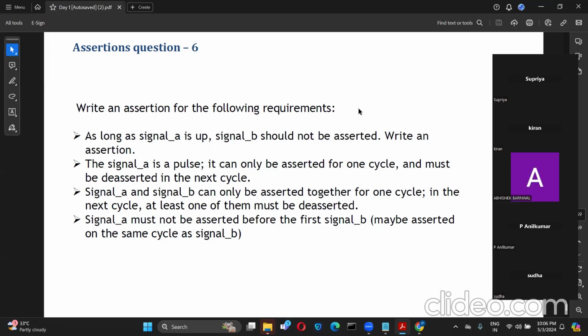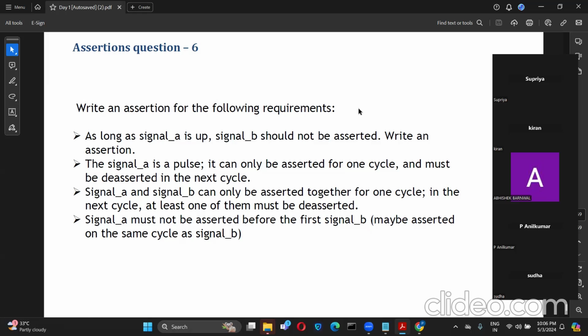For example, you have written a design regarding request, then acknowledgement, then done. All this you have written. So in the test bench, you will give a stimulus, like request is high for some clock cycles, and then request is low for some clock cycles. So you are trying to put some different inputs and check whether your design is working properly or not.